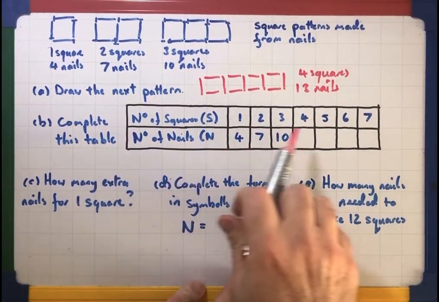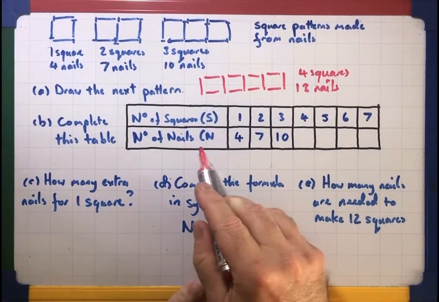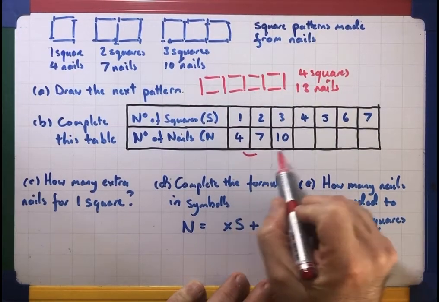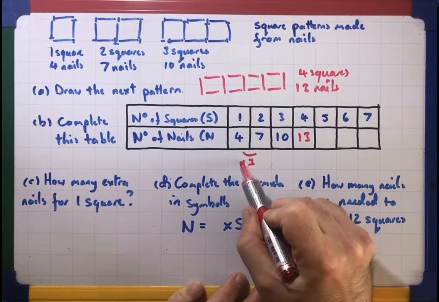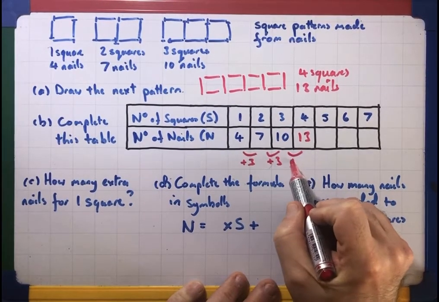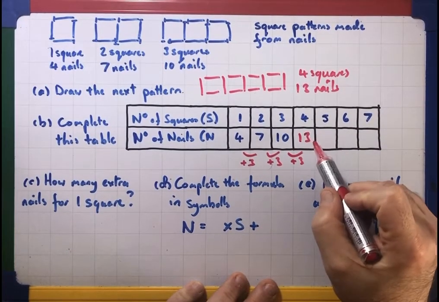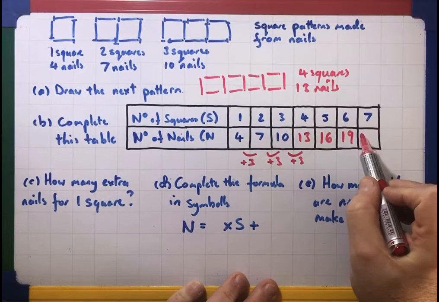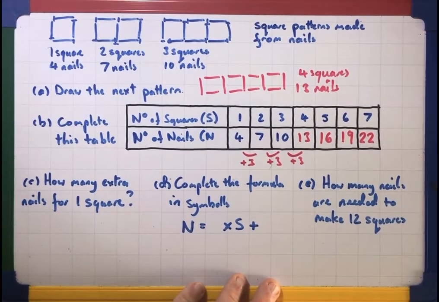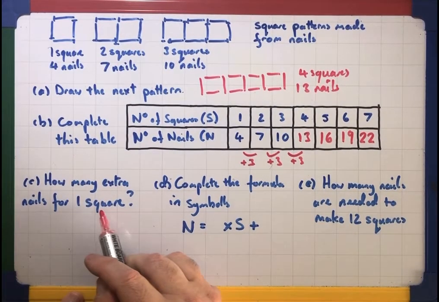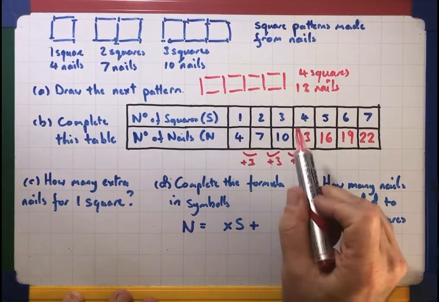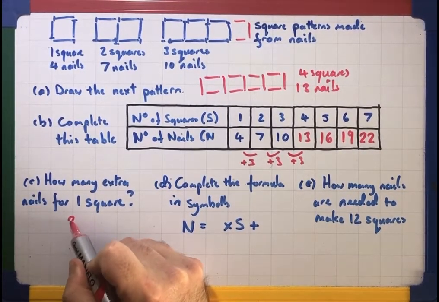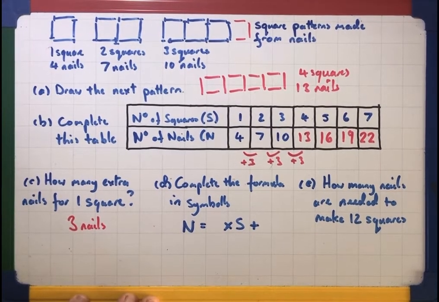Okay, next bit, we'll give you a table like this and ask you to copy and complete it. So if we're looking at this, 1 was 4, 2 was 7, 3, and the next one was 13, we just worked that out. It's going up by 3 each time, isn't it? That pattern will continue. So 13 will become 16 for the next one, 19 for the one after that, and 22 for the final one there. It says how many nails for 1 extra square? Every time we add on a square, there's another 3 nails being added. So there are 3 nails needed for each extra square.